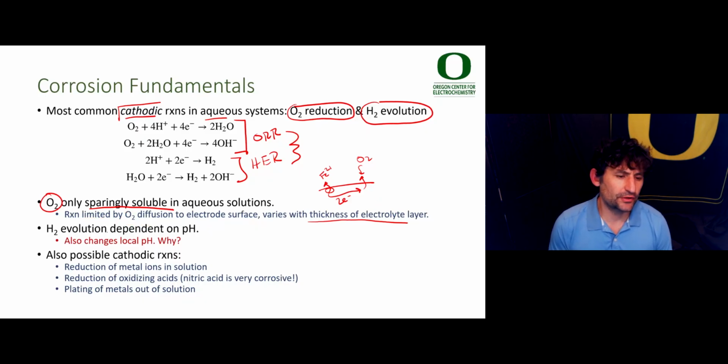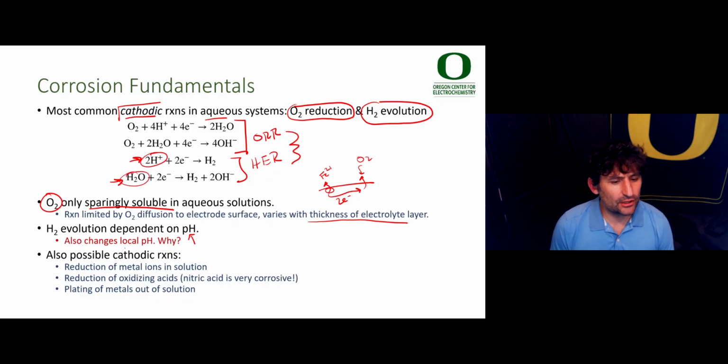You should also recall that the hydrogen evolution reaction depends on pH, and that in acid, its potential is different than in base, and in acid, the kinetics are also much faster than in base. So things tend to corrode much faster in acid than they do in base because it's much easier to reduce protons in acid than it is to reduce water in base.